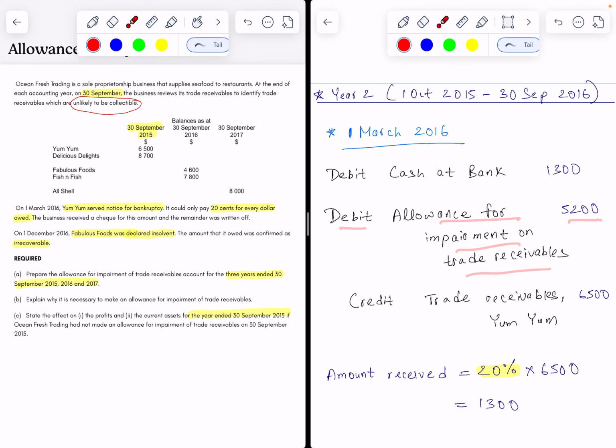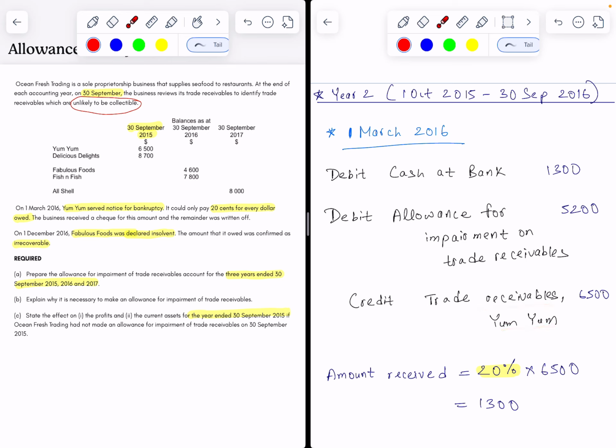And at the same time, Yum Yum is no longer a credit customer in our books. Therefore, we have to remove whatever amount Yum Yum used to owe us from our business books. Yum Yum was originally a current asset because Yum Yum is a trade receivable or credit customer. But now that we no longer have this asset after Yum Yum has confirmed the bankruptcy and paid off 20% of what they owed us, we can remove the entire amount for Yum Yum of $6,500. And when we are removing an asset, we are reducing an asset, which means we have to credit it. So we are crediting trade receivables, specifically the account for Yum Yum, by $6,500.